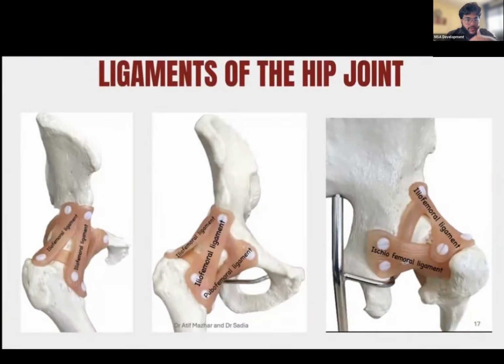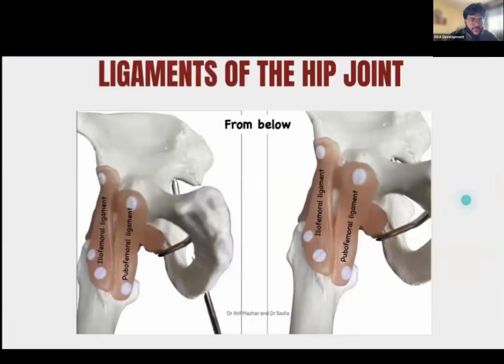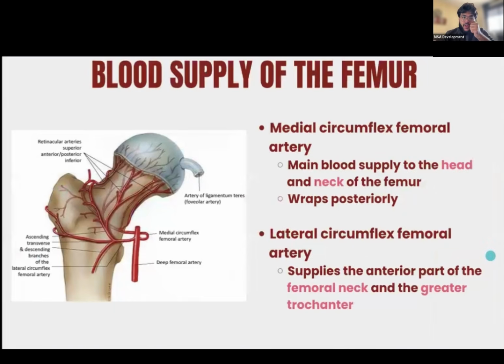Okay. Next up, we'll be talking about the blood supply of the femur. So now, the blood supply of the femur. There are two main arteries that supply the femoral head and the femoral neck. You have the medial circumflex artery and the lateral circumflex artery.